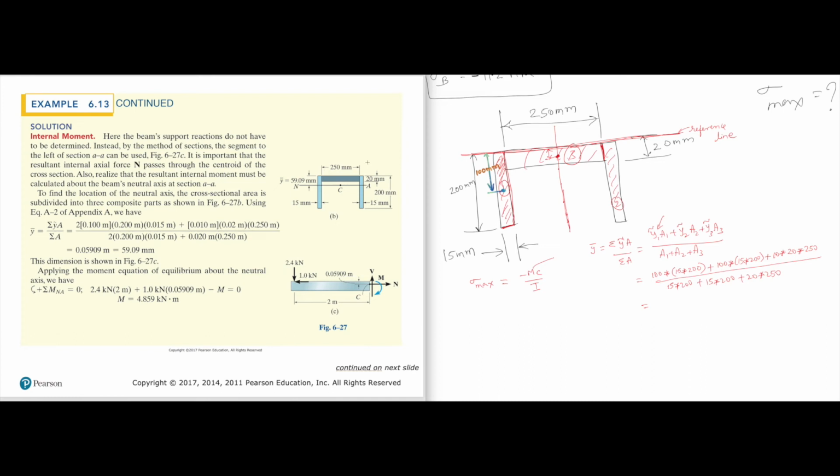Okay, so when we plug in, I'm going to plug in 100 times 15 times 200 times 2 plus 10 times 20 times 250, divided by 15 times 200 times 2 plus 20 times 250. I got 59.09 millimeter. This is y bar.